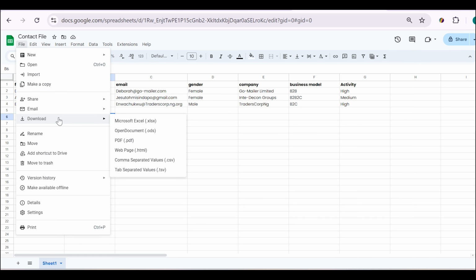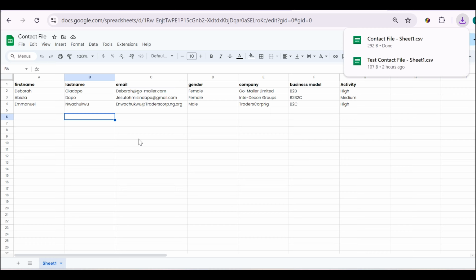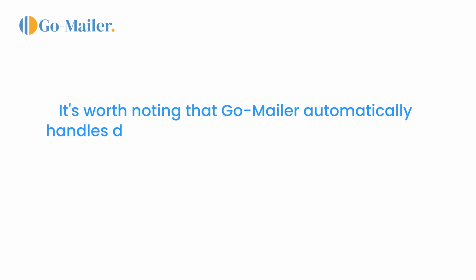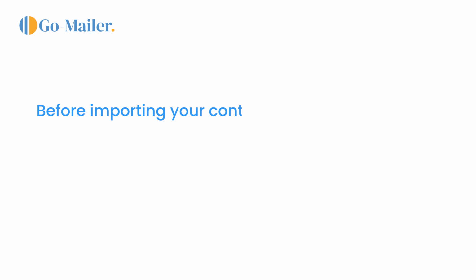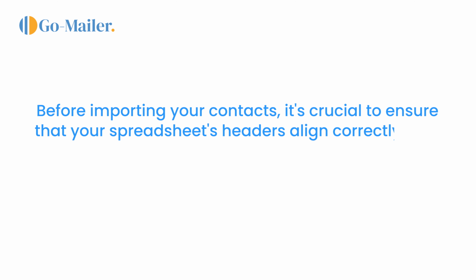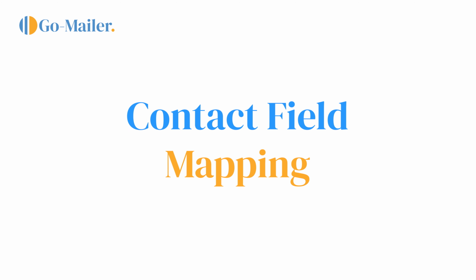Next, convert your file to CSV format and save to your device. It is worth noting that GoMila automatically handles duplicate contacts, so there is no need to remove them from your spreadsheets manually. Before importing your contacts, it is crucial to ensure that your spreadsheet headers align correctly with GoMila's contact fields. This process is called field mapping.